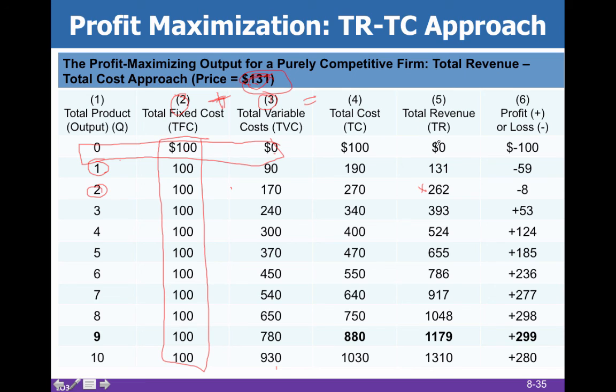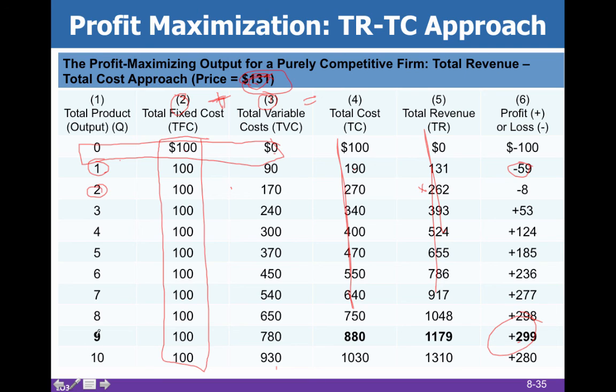Well, when we produce nothing, we sell nothing, we have 0 revenue, but we still have our fixed cost. So if we produce nothing, we will lose $100. On the other hand, if we produce 1, we will raise $131 when we sell that one good, but our total cost is $190, meaning we'll lose $59. So we're just going to subtract this column from this column. And then we're going to produce where our number is biggest.